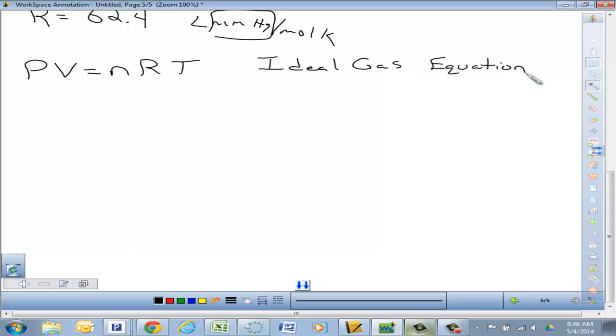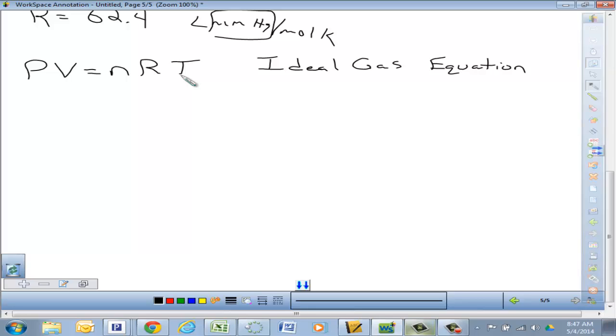Ideal gas equation. The reason why it's the ideal gas equation is that it looks at the perfect setup, the perfect gas, which of course we know doesn't exist. We have real gases. But it also looks at all four variables together: pressure, volume, the number of particles, and temperature.